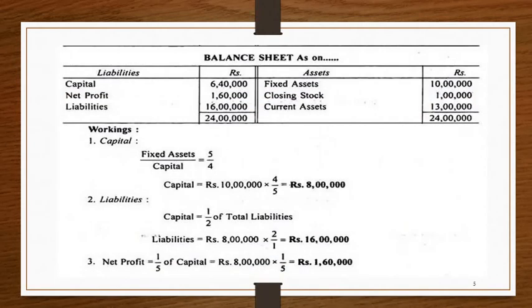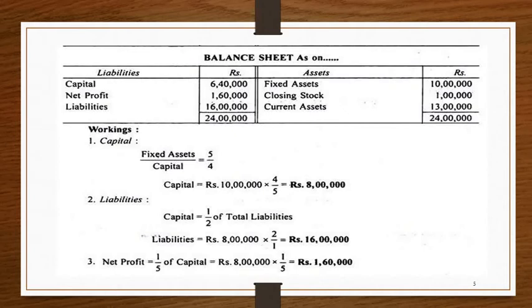Balance sheet. On the liability side we have capital 6,40,000, net profit 1,60,000, liabilities 16 lakh, total 24 lakh, and fixed assets 10 lakh, closing stock 1 lakh, and current assets 13 lakh. That means, how we calculated this? We have working notes here.